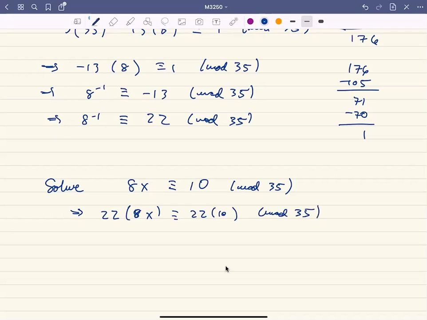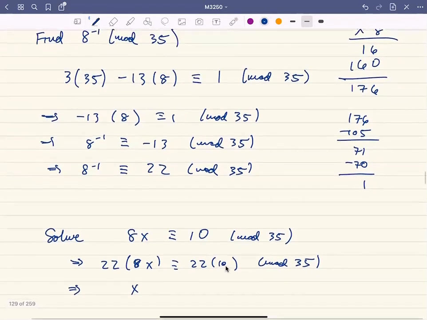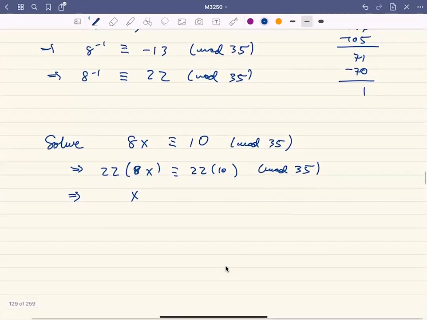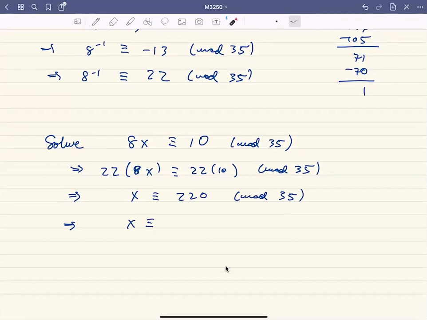mod 35. And therefore, 22 times 8 is just going to be 1 mod 35. We don't really have to check that. We did all this work already. We know that 22 times 8 is 176. That's 1 mod 35, so we've already done that work. This is 220 mod 35. And so now we just have to reduce this to a number between 0 and 34. That's our goal. And you can do this just by subtracting multiples of 35 as much as you like. Notice that 70 is a multiple of 35.